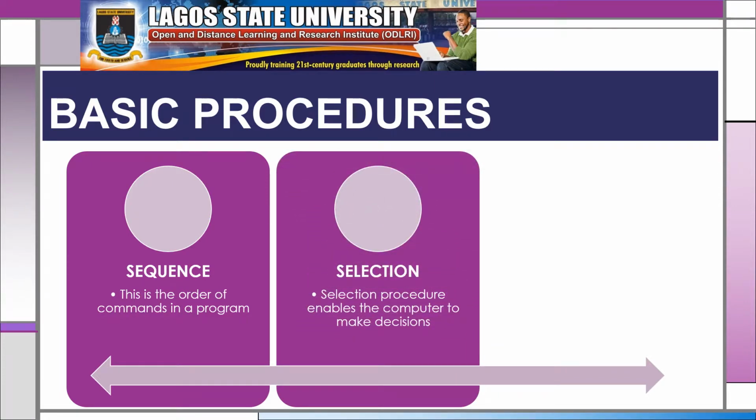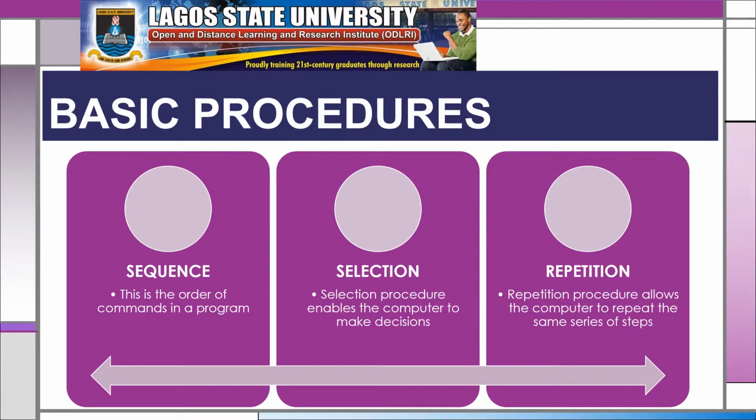The second one is selection, and selection procedure enables the computer to make a decision. Take for example, I want to score a goal. I'm playing football. I am in front of the goalkeeper now. I have the option of either hitting the ball directly to score, or go around the keeper to dribble him, or pass to a mate to score the goal. So that is selection.